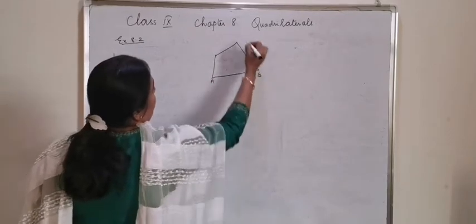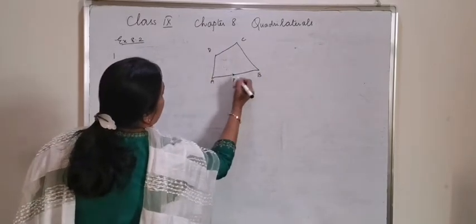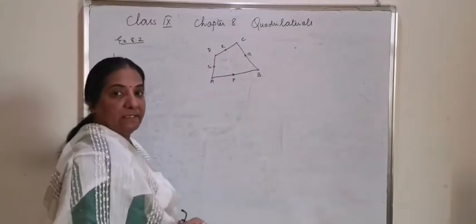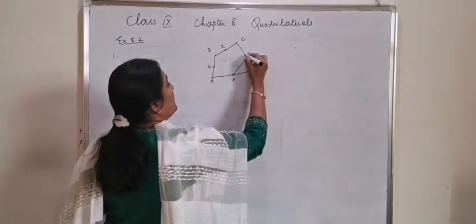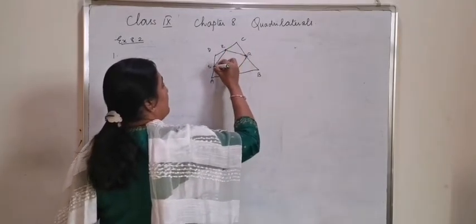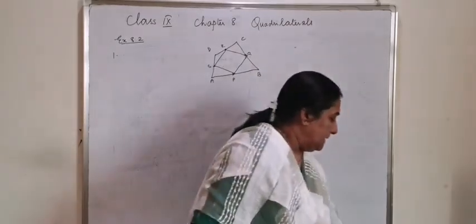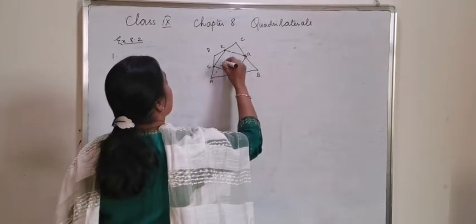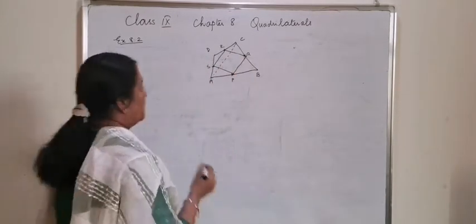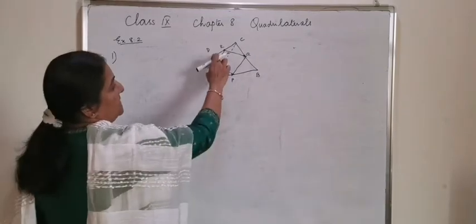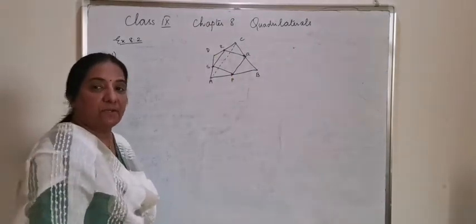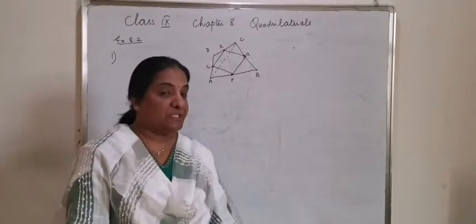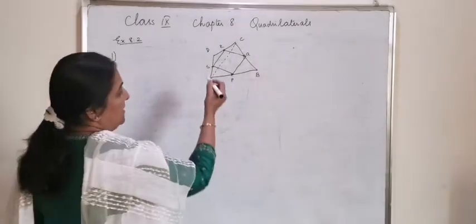ABCD is a quadrilateral. P, Q, R, S are the midpoints. PQRS is joined. And the diagonal AC is also given as a diagonal. The first part to prove is SR parallel to AC and SR is equal to half AC. So pick out the triangle in which the midpoints of any two sides are given.